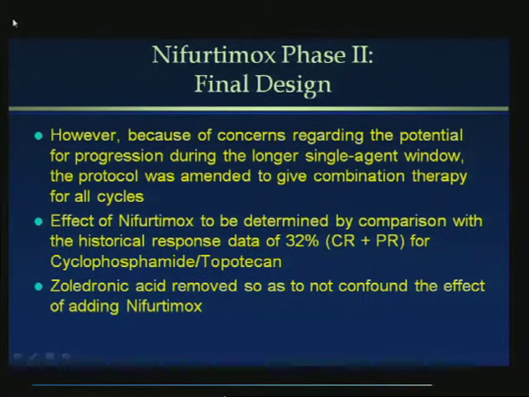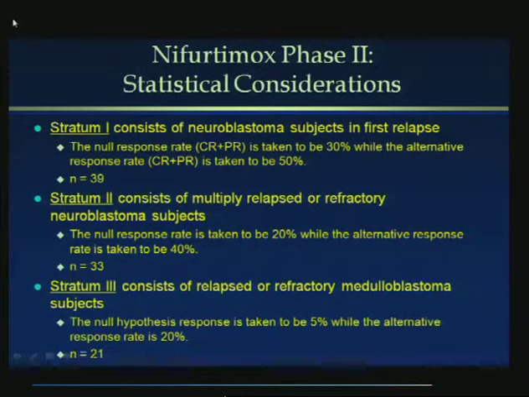And because of that concern, we went back and redesigned the trial to really start with the combination therapy at the beginning. So Nifurtimox, topotecan, and cyclophosphamide from the start. Because we no longer had the opportunity to look at single agent responses, we decided to use historical data for topotecan and cyclophosphamide as our basis of comparison. And to keep from confounding that response data, the zoledronic acid was dropped.